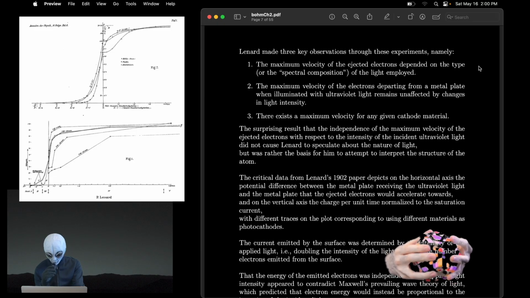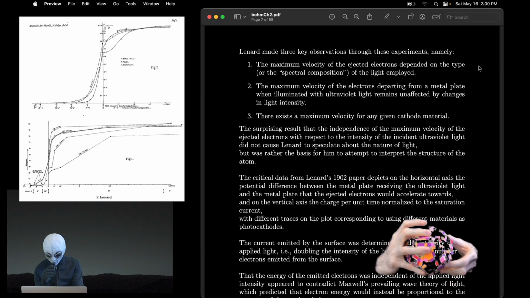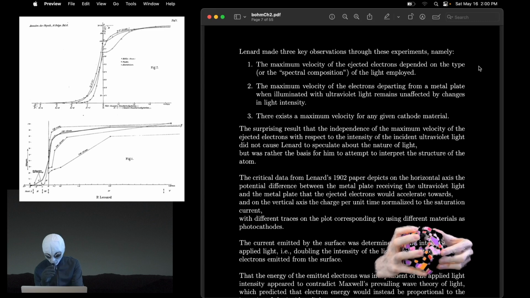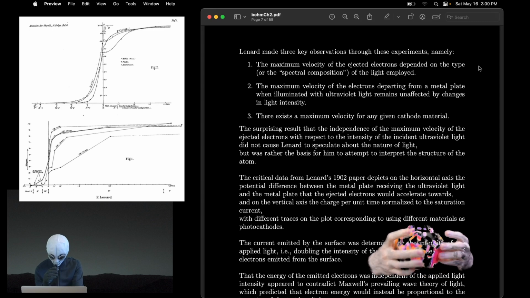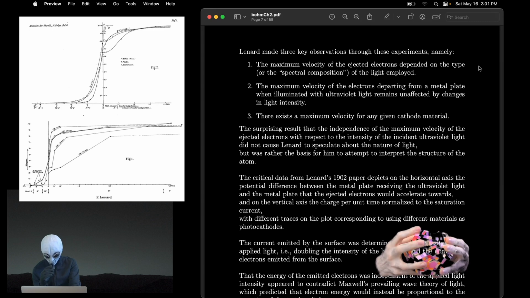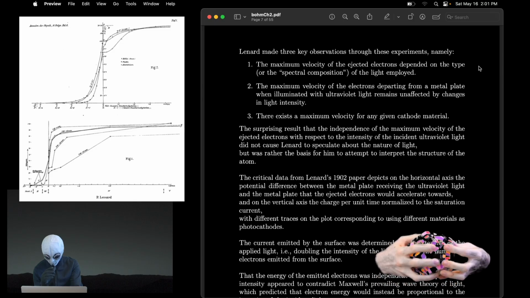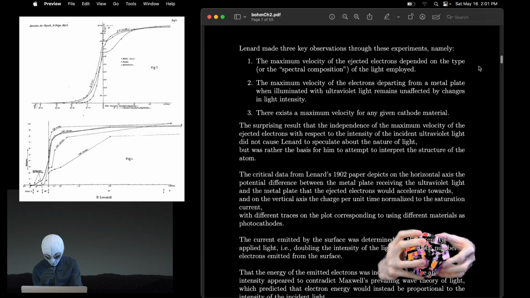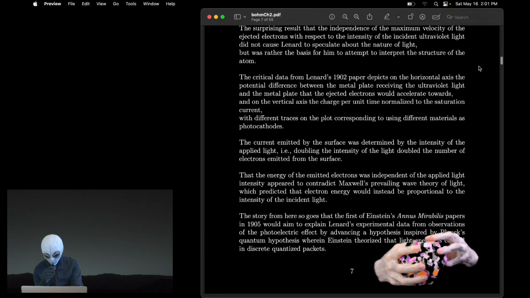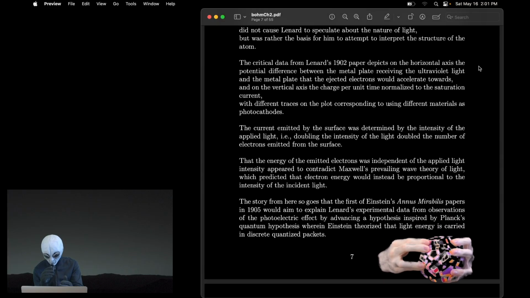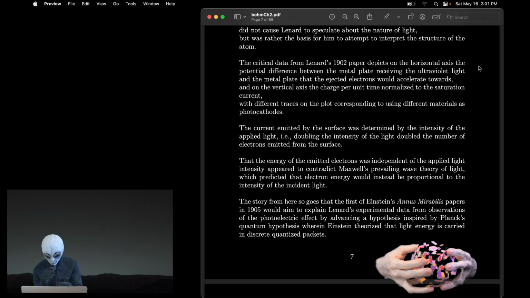The critical data from Lenard's 1902 paper depicts on the horizontal axis the potential difference between the metal plate receiving the ultraviolet light and the metal plate that the ejected electrons would accelerate towards, and on the vertical axis the charge per unit time normalized to the saturation current, with different traces on the plot corresponding to using different materials as photocathodes. The current emitted by the surface was determined by the intensity of the applied light, that is, doubling the intensity of the light doubled the number of electrons emitted from the surface.